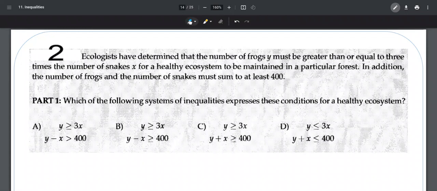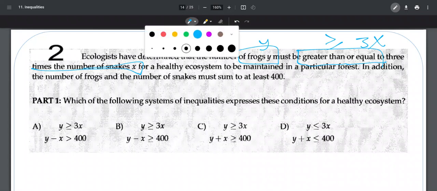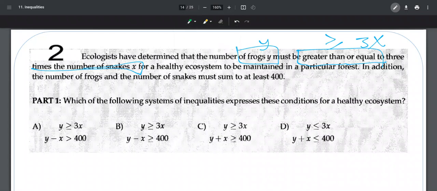Okay, this is a word problem. So ecologists have determined that the number of frogs, y, must be greater than or equal to 3 times the number of snakes. So greater than or equal to 3x. I have my first inequality. Let's look at the second one.